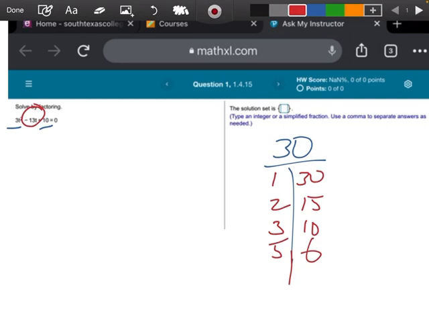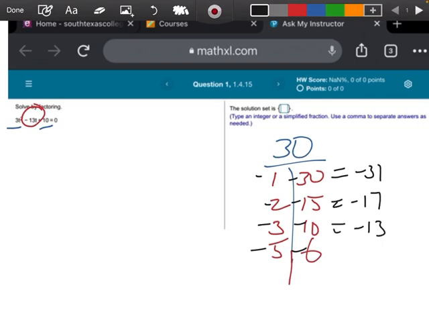And so since I'm trying to get to a positive 30, but with a negative 13, I know that both my signs are going to have to be negative. So negative and negative will multiply to a positive number, and then they'll add up to a negative number. So minus 1 and a minus 30 is a minus 31. This is a negative 17. Here's our negative 13. That's the numbers we want to use.